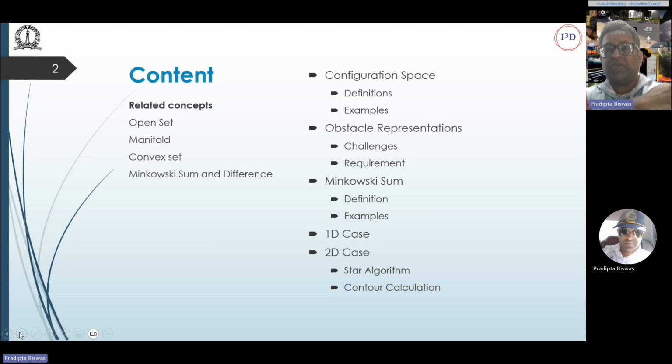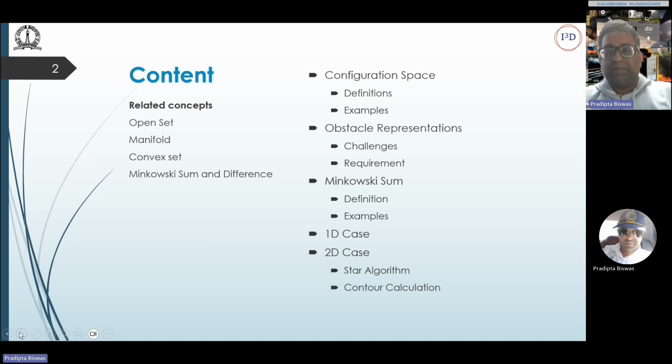And today we'll first start with the examples of configuration space and definitions. So this will be a bit of repetition from our last lecture, but I will just quickly pass through it so that you can quickly contextualize. Then we will talk about the challenges and requirements for obstacle representations. And in that context, we will talk about Minkowski sum and examples.